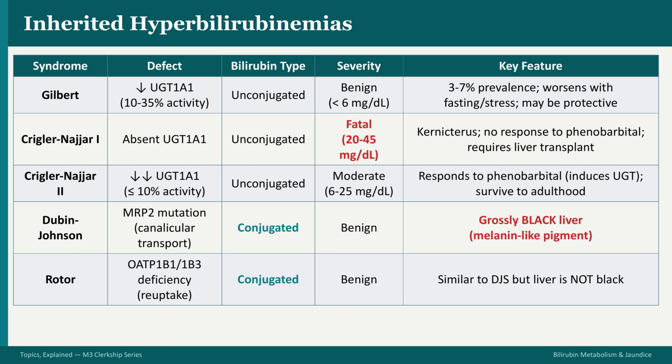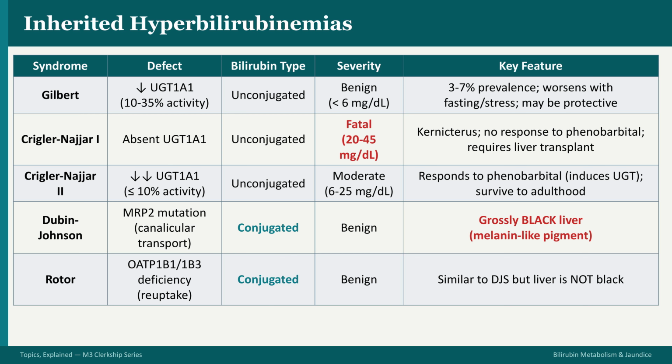Now let's cover the inherited hyperbilirubinemias because they're guaranteed board material. Gilbert syndrome is the most common by far, affecting 3 to 7% of the population. It's caused by a mild reduction in UGT1A1 activity, typically 10 to 35% of normal. Bilirubin is usually below 6 mg per deciliter and only becomes noticeable during fasting, stress, or illness. It's completely benign and requires no treatment.